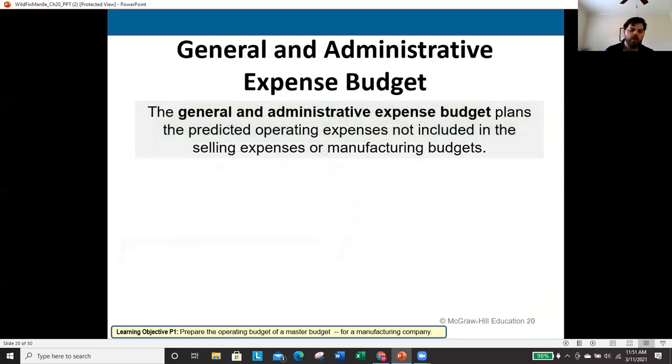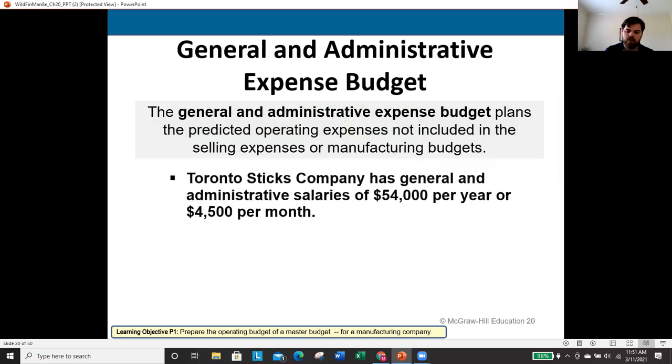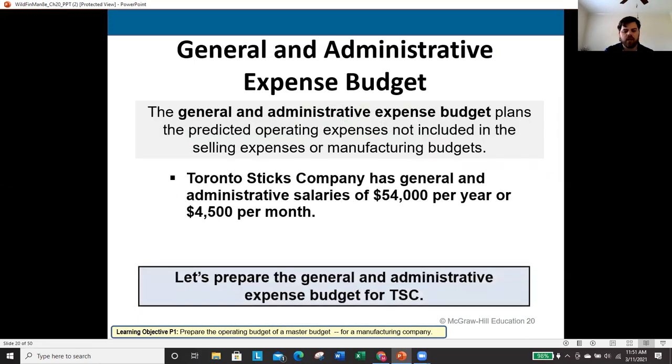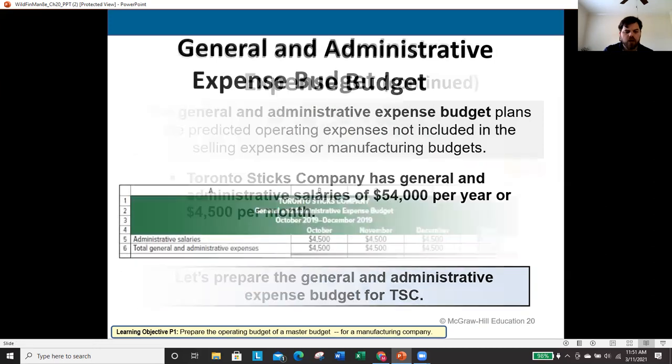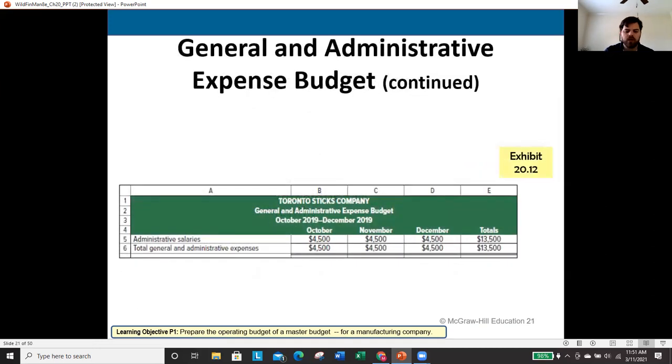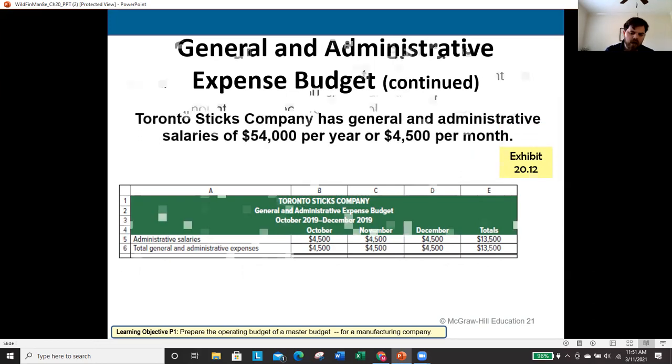Now, my next budget is my general and admin expense budget, and this plans the predicted operating expenses that are not included in the selling expense or manufacturing budgets. So in this case, Toronto Sticks Company has general and admin salaries of $54,000 a year or $4,500 per month. So in this case, that budget is pretty easy. We just take the 54 over 12 and we write down the 4,500 for each month.